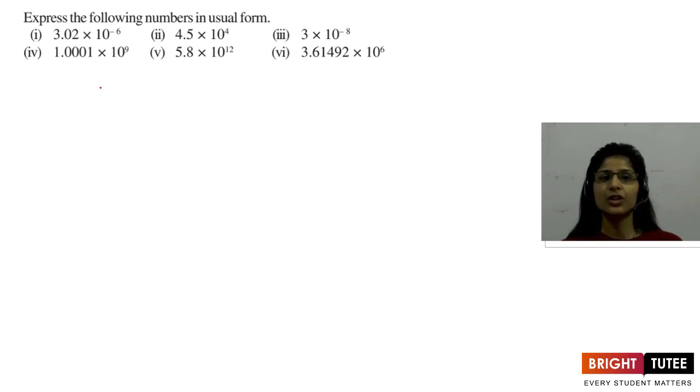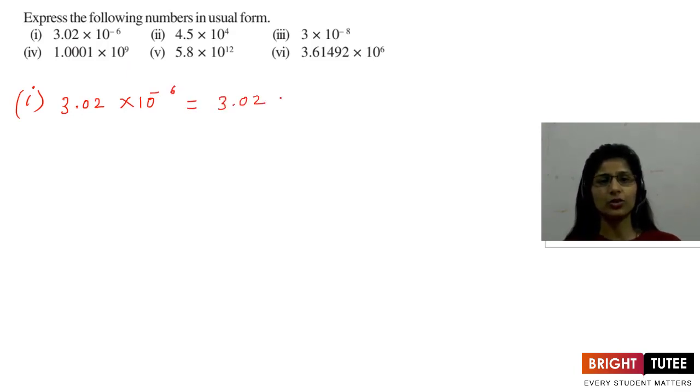Here is the next question. So what is it saying in the first part? Just see, we have to now, from standard form, write them in usual form. So we have 3.02 into 10 to the power minus 6. This we can write as 3.02 upon 10 to the power 6. So 10 to the power 6 is there in division, that means 6 places the decimal will shift.